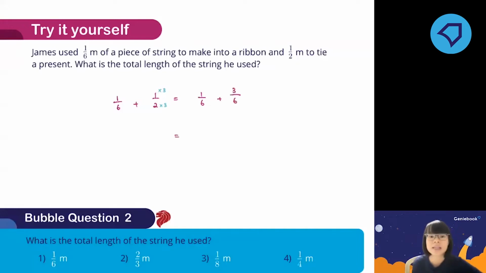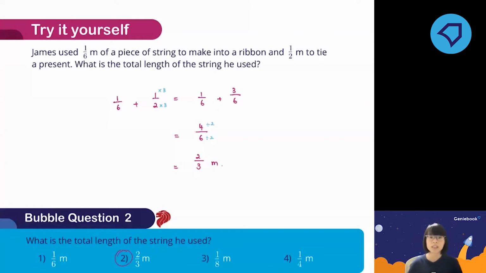And then we are only going to add the numerators together. So 1 plus 3 is equal to 4. Denominators remain the same. And then we need to simplify. So we need to divide by 2. Yes, divide by 2 and divide by 2. Okay, all right. So in this case, we will have 2 over 3 meters. So your answer would be option number 2.